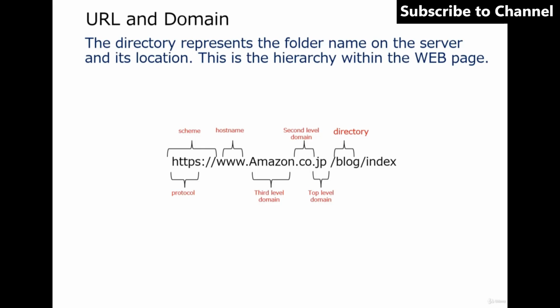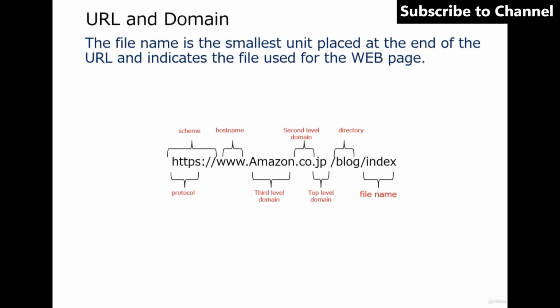After you've created a URL in one domain, it's common to divide the URL into pages. In this case, you'd separate the pages into directories with a slash. The directory shows the folder name and location on the server and represents the hierarchy of this URL. This example is a subdomain. The /blog part indicates it's a blog page. The last part, /index, is the file name. This is an index.html. The smallest unit of the URL is this file name. In this way, the URL is made by various elements within the domain.